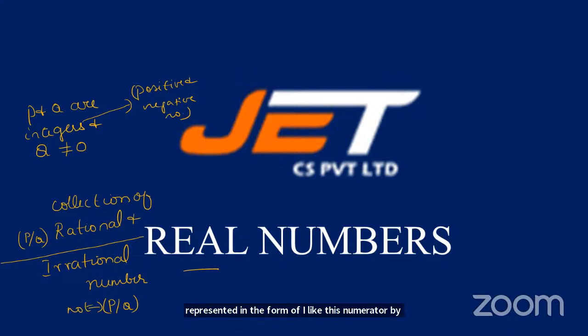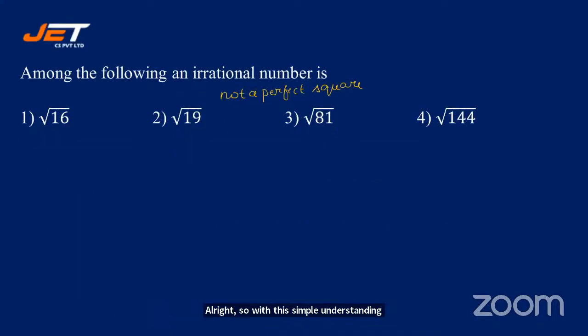Vice versa, what is an irrational number? It is a number which cannot be represented in the form of P by Q. So what are P and Q? P and Q are integers, right? They can be both positive and negative integers, whereas Q is not equal to 0. All right. So with this simple understanding, let's move on to the problems.